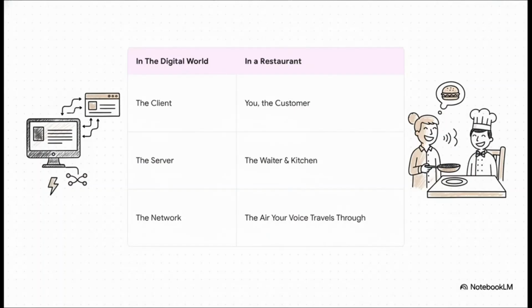Okay, and this is where that burger analogy comes right back in. Think about it. When you're in a restaurant, you are the client. You're making a request, right? I'll have a cheeseburger. The waiter and the kitchen, they work together as the server, getting you what you asked for. And the network? Well, that's just the air your voice travels through to place the order. Believe it or not, that is the exact same relationship your computer has with a website.